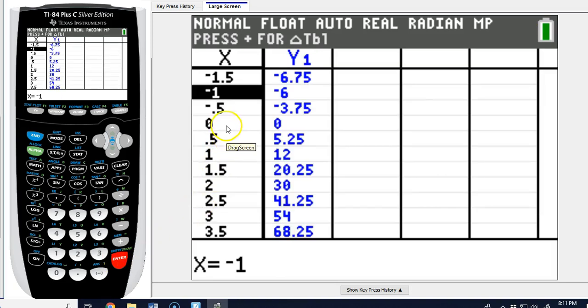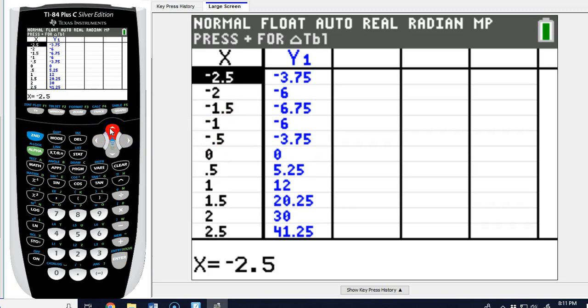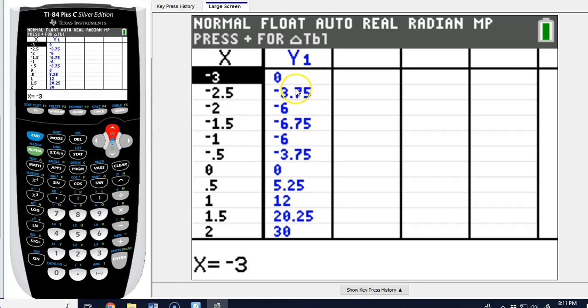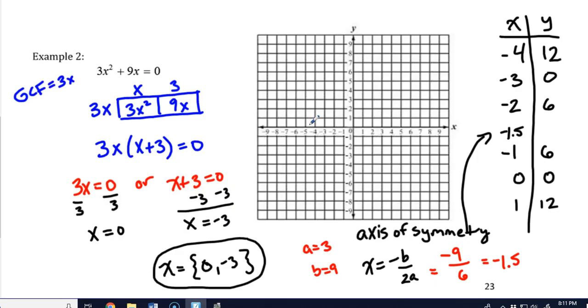So I will scroll up a little bit, and now I can see the symmetry. I don't care about all the other points that go by 0.5s. I'm really interested in when it gets to be negative 2, goes to negative 6. When x is negative 1.5, the y is negative, well, I can't see it very well, negative 6.75. All right, so that's the y value of our vertex. Let's put it in our table.